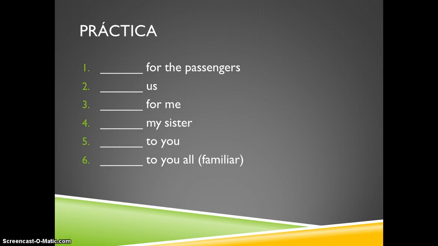Okay, here's your next opportunity to stop and practice. I want you to write in the correct indirect object pronoun that would replace those 6 subjects. So hit pause and write in the correct indirect object pronoun in Spanish. Time to check your answers. For the passengers would be les. Us would be nos. For me, me. My sister would be le. To you, te. And you all familiar would be os, or you all in Spain would be os.